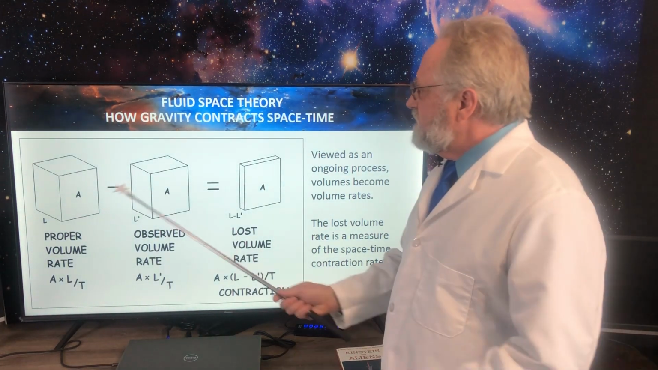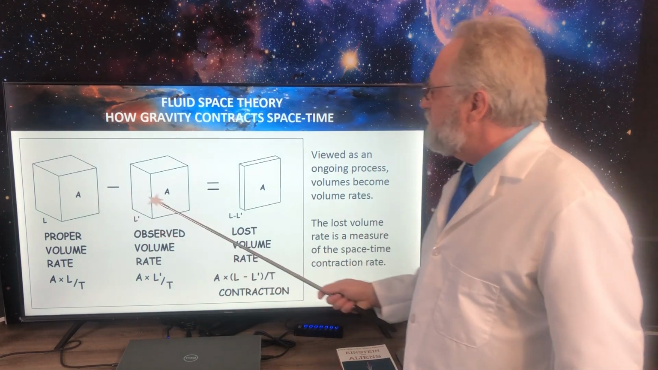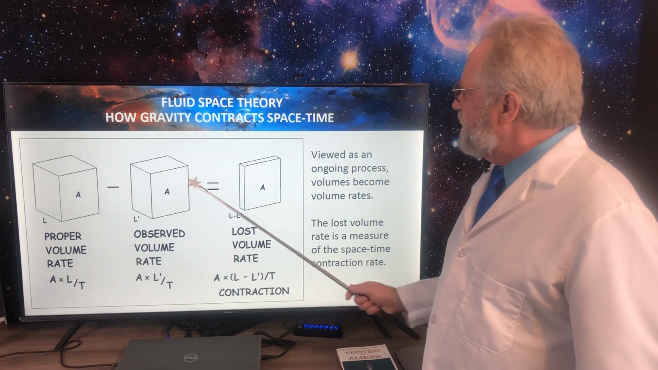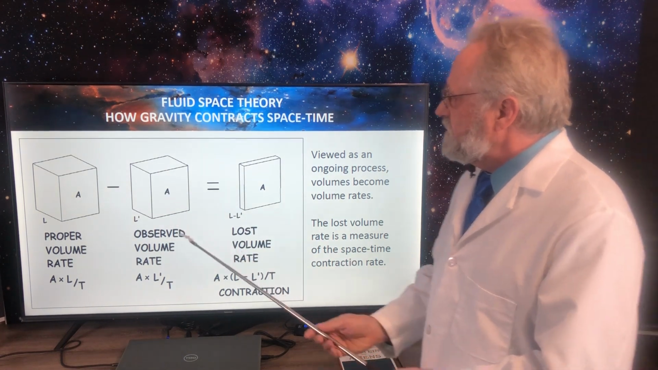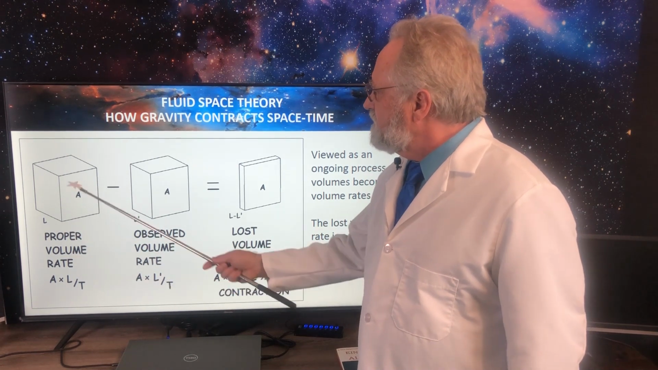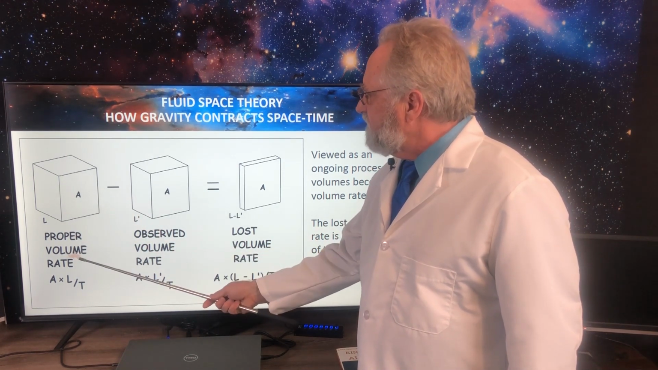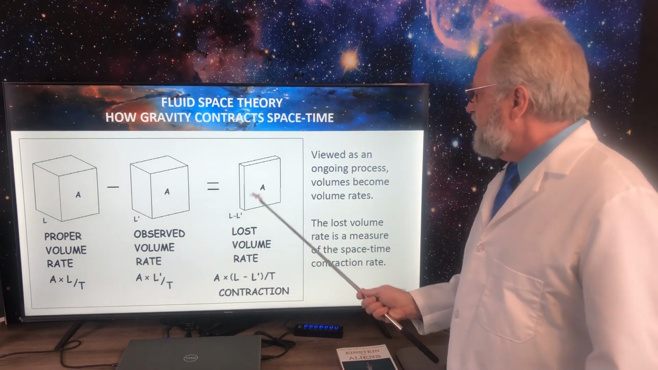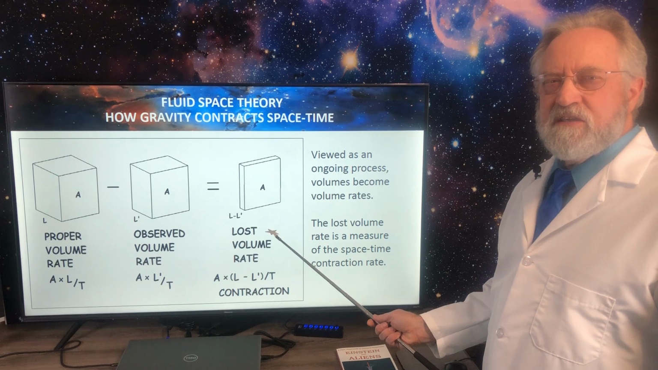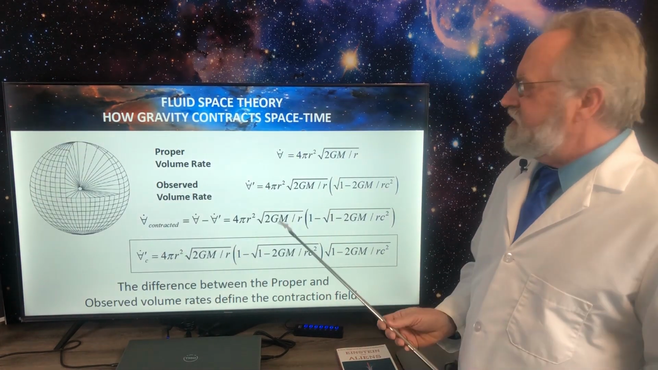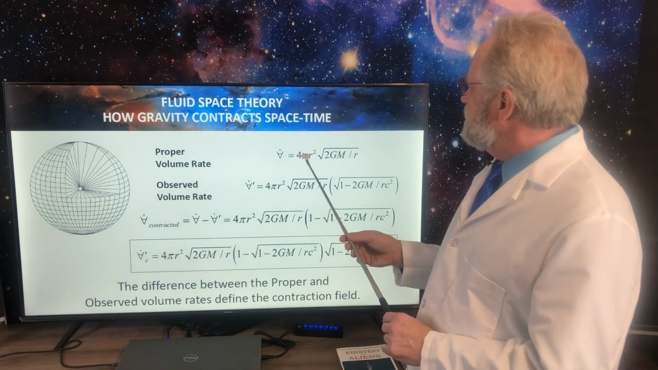So when we look at these cubes falling into the black hole, it's not just that the cube is becoming length contracted and time dilated. It's cubes per second. It's a flow rate. So you take the proper flow rate minus the observed flow rate, and you get the lost volume rate, and that's the contraction rate.